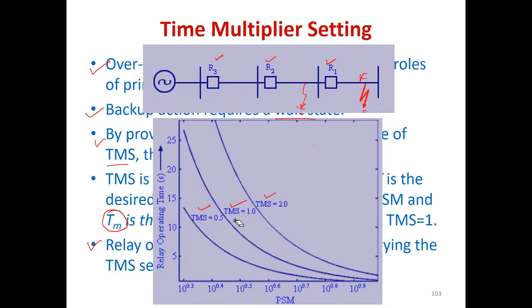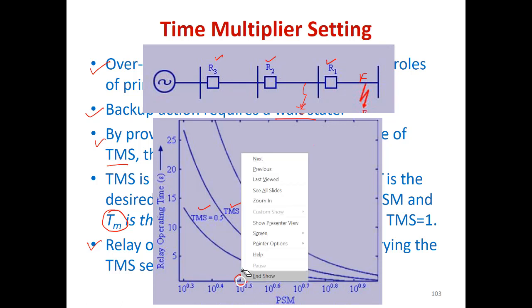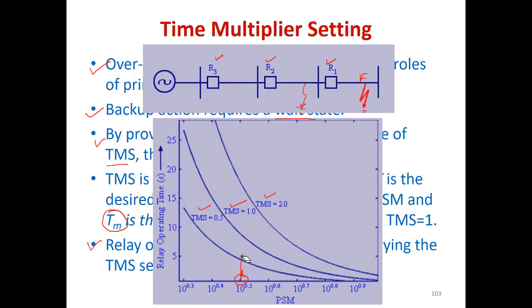Now let us consider a particular operating point, then we will see the behavior very nicely. Let us set the PSM at this value. That means your threshold reference current is set at 10 to the power 0.5. Now at this point, if we make the projection, the operating point at different TMS will give different operating times.